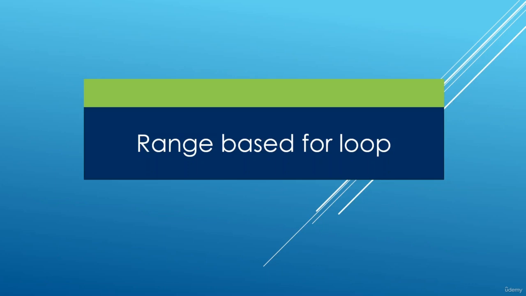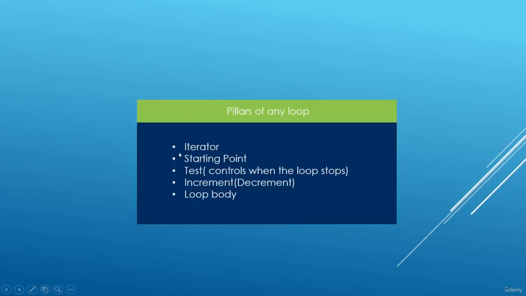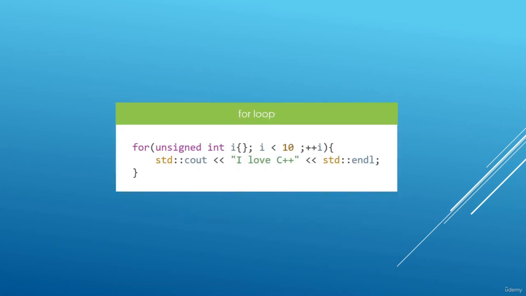In this lecture, we're going to learn about range-based for loops. Before we do that though, let's review what we had before. We had to specify an iterator, which is that I variable really that we use to control the loop. Through that iterator, we had to specify the starting point. And the starting point in this case is 0 because we are using braced initializer.